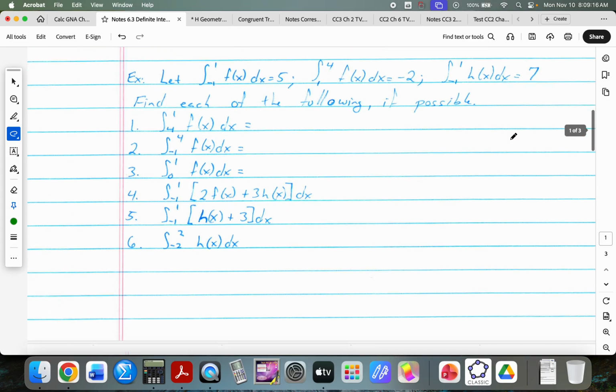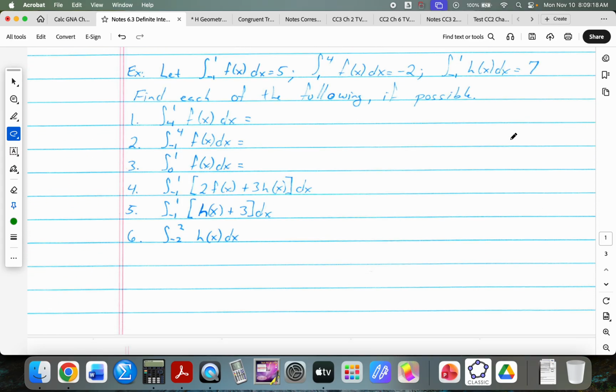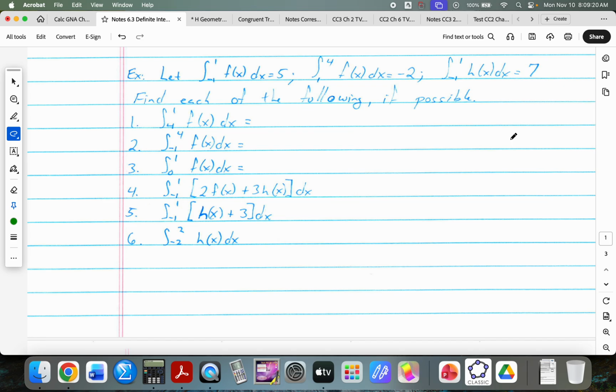All right. So let's take a look at these problems. It gives you some information about the value of different definite integrals, and then it says, find each of the following if possible. You're like, uh-oh, I hate it when they throw in things like that. Some of these are not going to be possible. Some of them are going to be real straightforward.